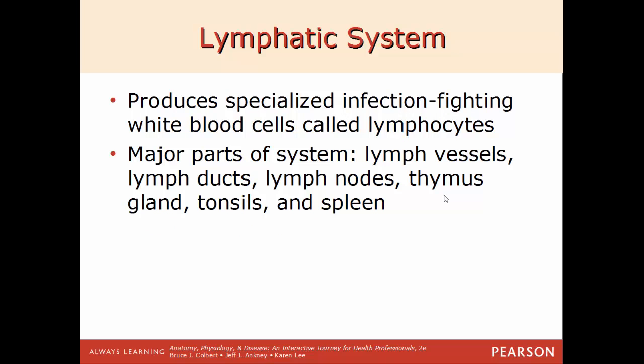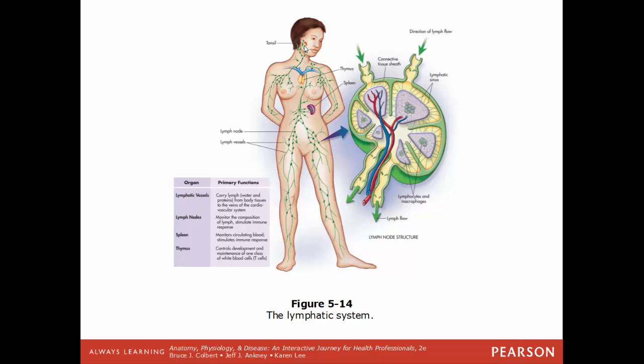The major parts of the system are the lymph vessels, lymph ducts, lymph nodes, the thymus, the tonsils, and the spleen. The main structures here are the tonsils, at the back of the throat. The green structures that look like grapes are the lymph nodes, and they're scattered throughout the body. The thymus here. This is a close-up view of the inside of one lymph node, and of course the spleen over here on the left-hand side of the body.